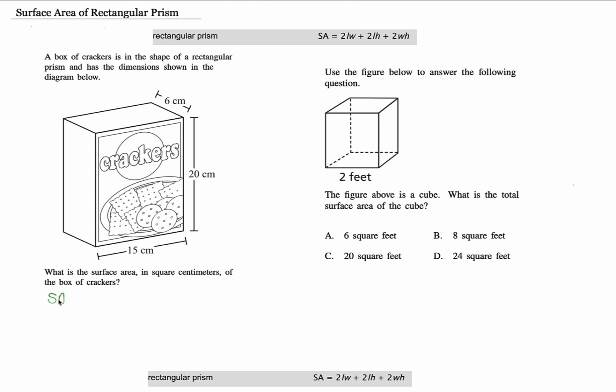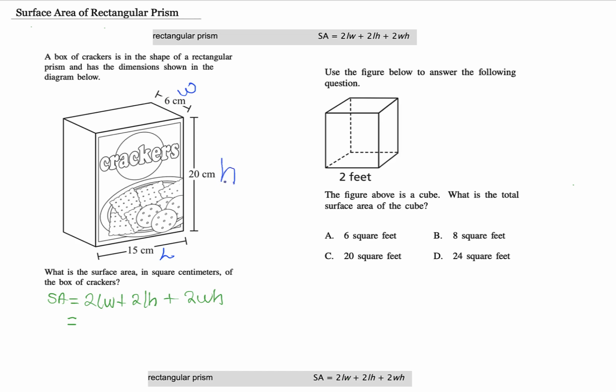It's SA equals 2 times length times width plus 2 times length times height plus 2 times width times height. So I've had this memorized in my head, so I always know it's 2 times LW, and then it's L again with the H, and then it's 2 with the W and the H together. Now, another thing you have to do is label. So here, this 15 is your length. The 6 up here, that is your width, and the 20 here is your height.